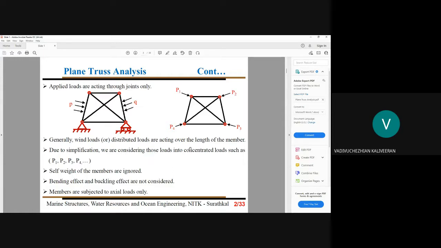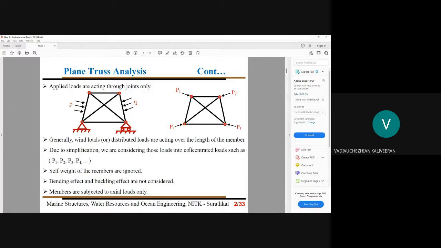And when you think about member lateral deflection, here we are trying to avoid it. We are trying to consider only bars. We are not trying to consider anything related to bending effect or transverse effect. Even the twisting part we are trying to avoid.